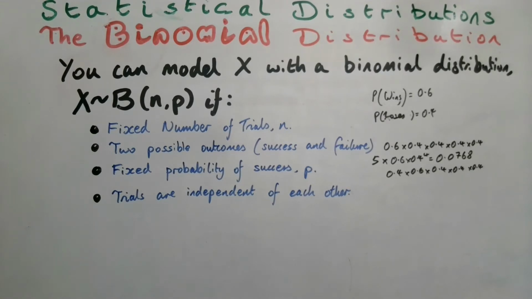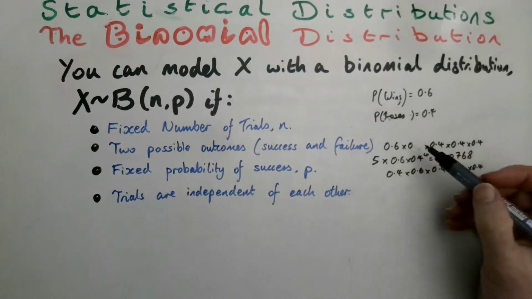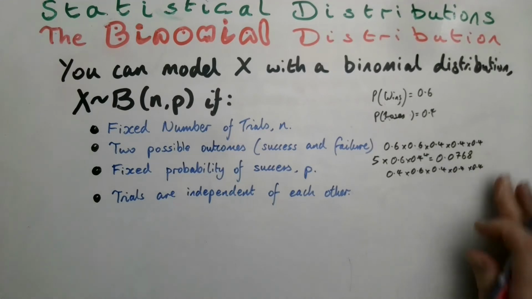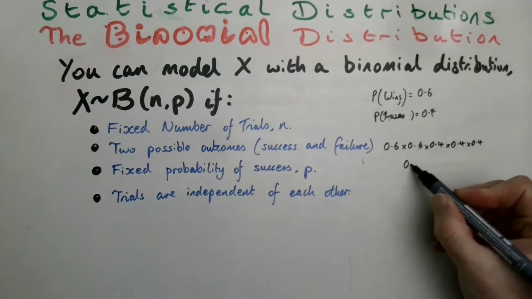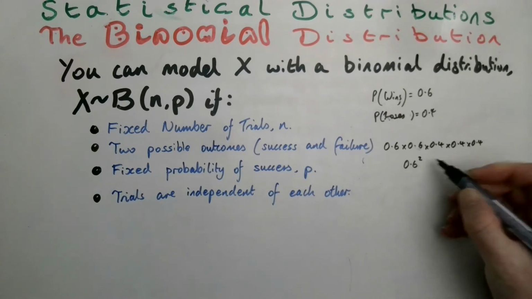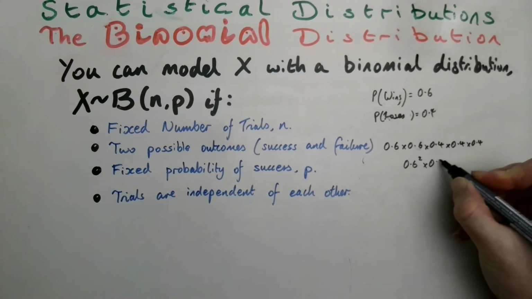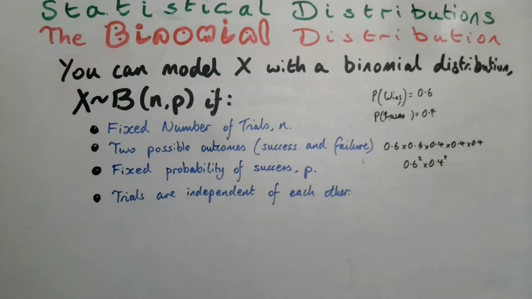Now, we could also ask, well, what would be the probability that she would win 2? Now, there's going to be a lot more of that. One way you could think of that is as there being 0.6 squared times 0.4 cubed. Now, that would be one way that it would happen. But how many combinations are there? Well, this is where the binomial expansion comes in, if you remember that.